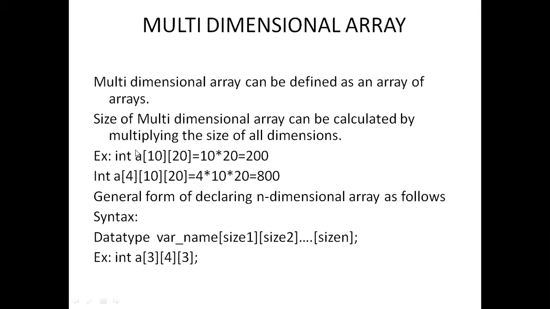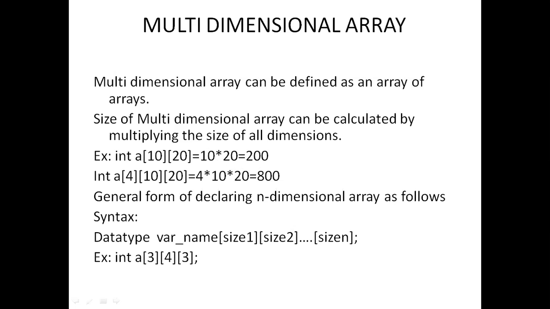In the same way, previously we have seen the two-dimensional array, for example, int a of 10 comma 20. I will be starting the first index at 0 and ending at 9, and the second index starting at 0 and ending at 19. The count is the same, 20 is the count, but the index starts with 0. So the total count of elements I will be storing here is 10 into 20, equal to 200.